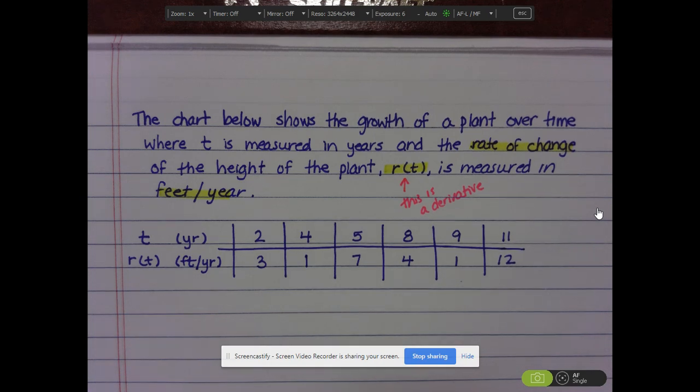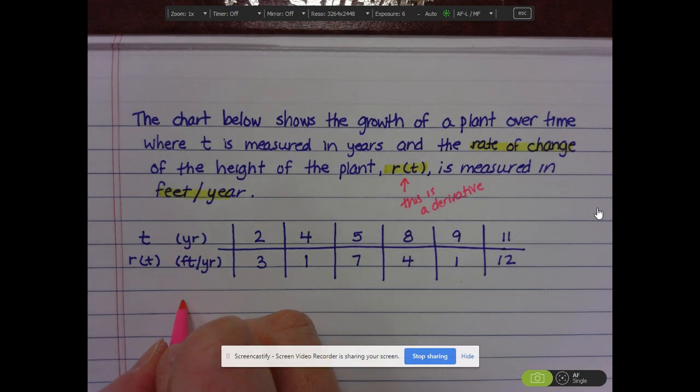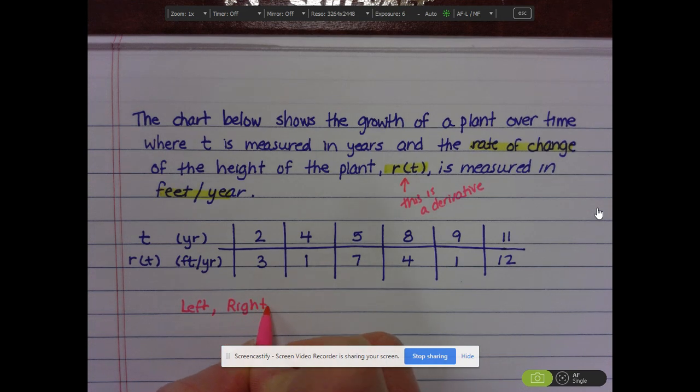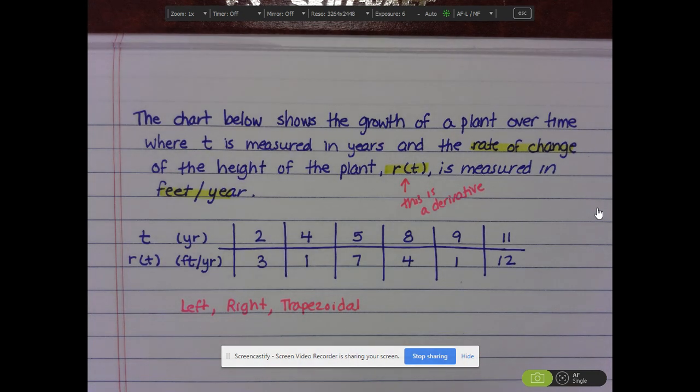So we're going to apply integration through this idea of Riemann sums. We're going to try to find out how much this plant has grown based on the fact that we know the rate at which it has been growing. So we're going to do 3 Riemann sums. We're going to do a left, a right, and a trapezoidal to help us answer the question of essentially how much did this plant grow?